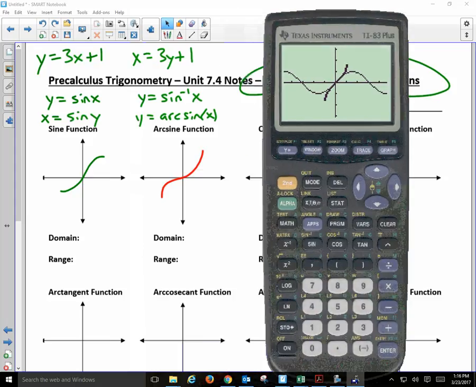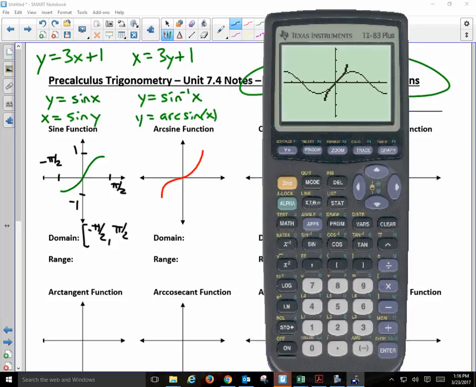Let's talk about just a little bit more here. If you look at this portion of the sine function, this spot right here is negative pi over 2, and this spot right here is positive pi over 2. And it goes to a height of 1 and a minimum of negative 1. So that means that the domain is negative pi over 2 to positive pi over 2. What is the range?